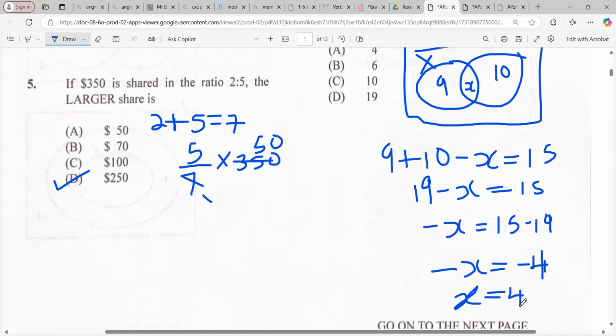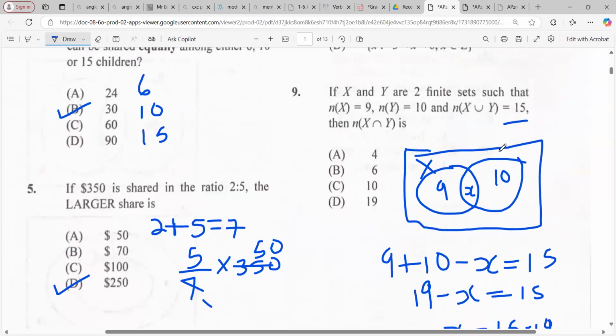So x is 4. I'm going to have to check to see if it makes sense, right? So we are saying that here would have been 4, because that's the intersection, right? So 9 and 10, 19, and you minus the 4. All right, cool. So in essence, yeah, I agree with that answer.